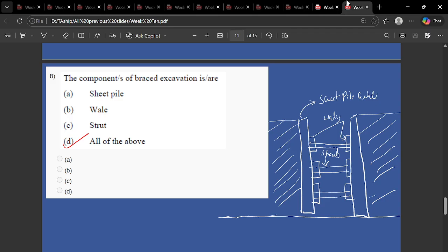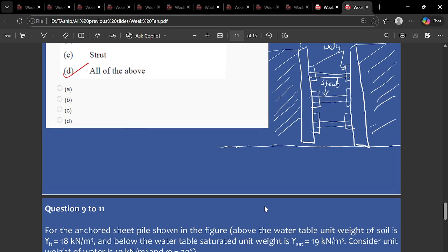Now, analyzing the components of the braced excavation, it is basically all of the above. Here we can see this section is your sheet pile, and this is your struts, and the joint connecting the sheet pile and the strut is basically known as your wale. So this is about this.